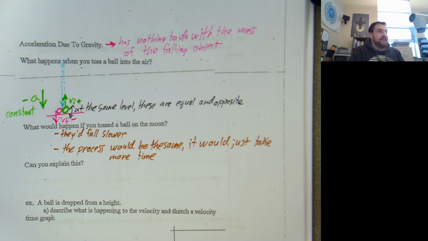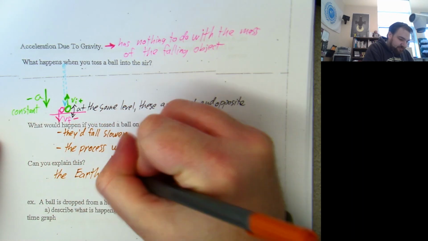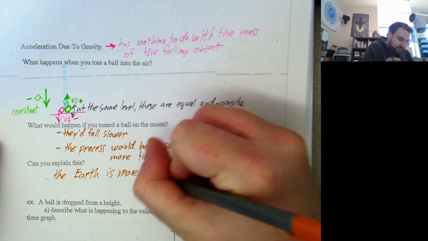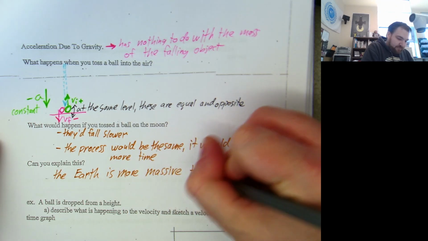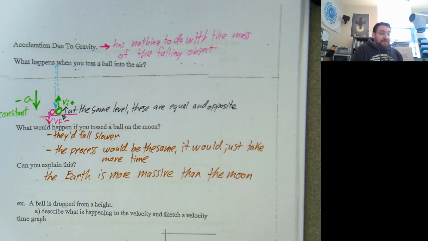And so then what would be the cause, do you think, of the existence of gravity? What causes gravity to be a thing? If the moon and Earth both have it, but the moon has less of it, what's the biggest difference between the moon and the Earth? Earth's bigger than the moon. The Earth is more massive than the moon. We'll look at it in more detail next chapter, but the acceleration due to gravity has nothing to do with the mass of the falling object.